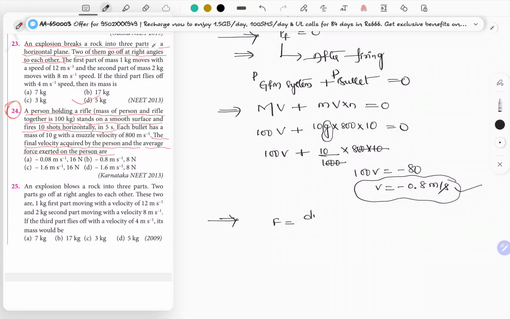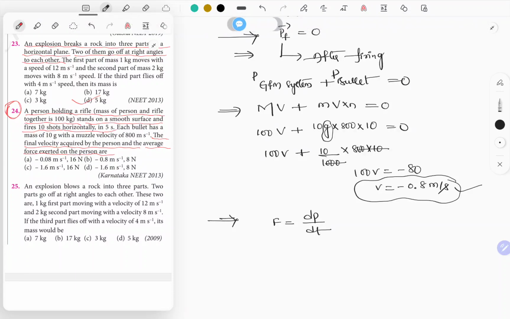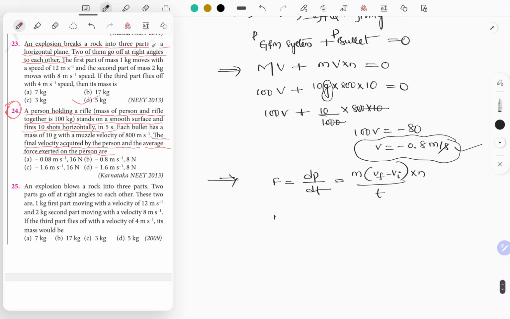F is equal to dp by dt. So they have already given in how much time these 10 shots are being fired. That means the number of bullets which came out in 5 seconds they have already given. Now I have to find out the change in momentum. Change in momentum is mass of the bullet into final momentum minus initial momentum divided by time taken. How many number of bullets are there? N number of bullets are there. Let me find out that.